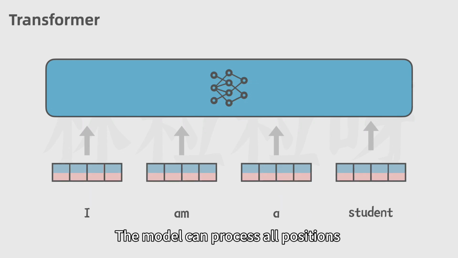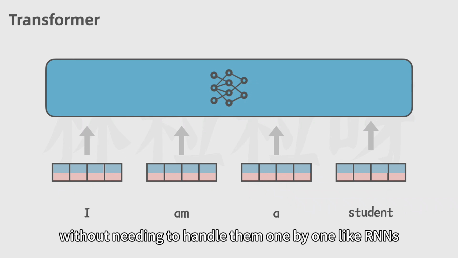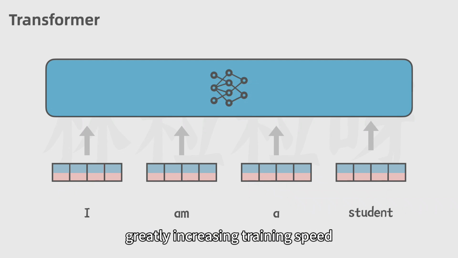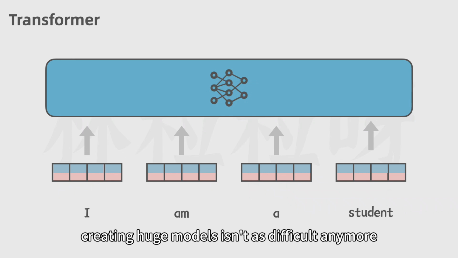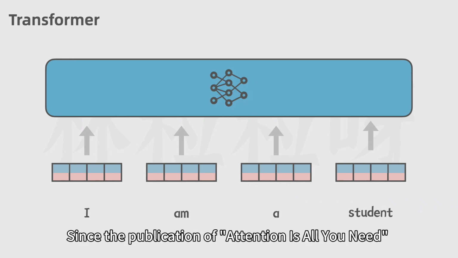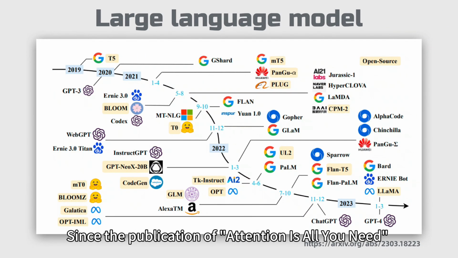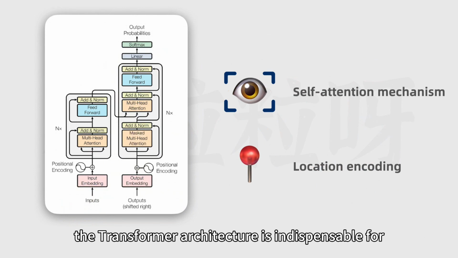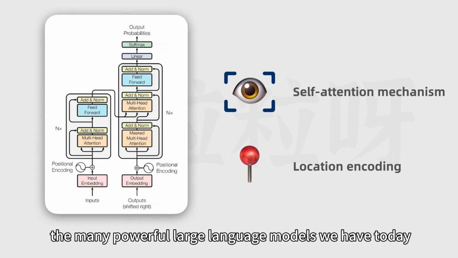The model can process all positions in the input sequence simultaneously without needing to handle them one by one, like RNNs. During computation, each output can be calculated independently without waiting for results from other positions, greatly increasing training speed. With faster training, creating huge models isn't as difficult anymore. Since the publication of attention is all you need, the transformer and its variants have been widely used to train large language models on massive datasets. Therefore, the transformer architecture is indispensable for the many powerful large language models we have today.